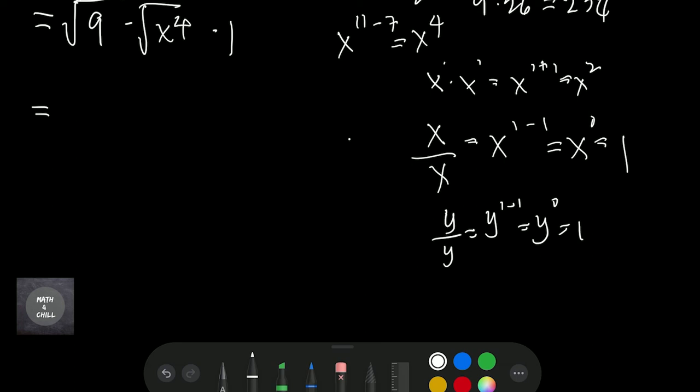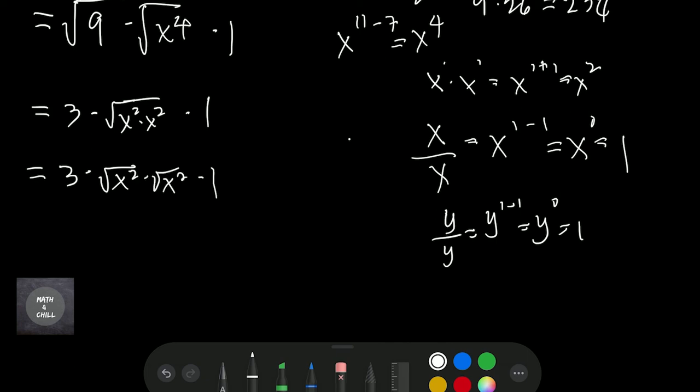So padayon ta, simplify: square root of 9, perfect square, this is 3, times x raised to 4, equal na siya sa x squared times x squared, multiplied by 1. So, simplify na nato further: 3 times square root of x squared times square root of x squared times 1.